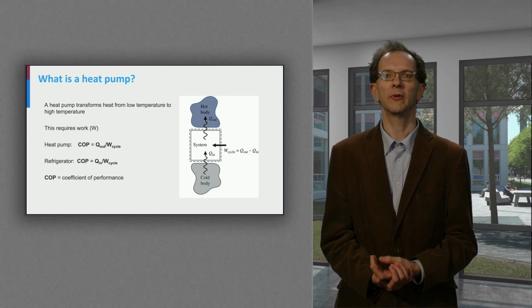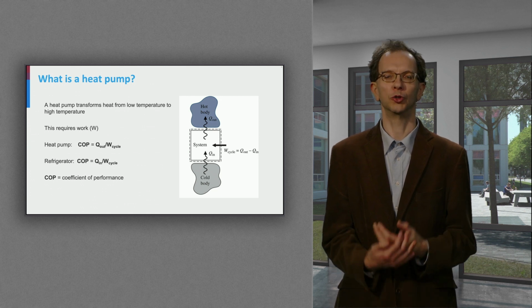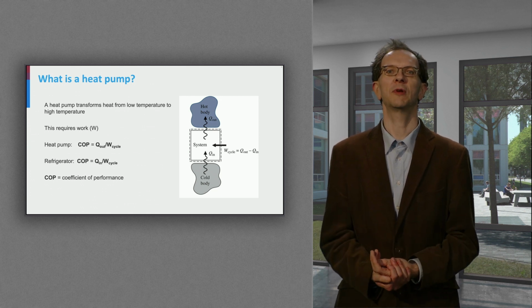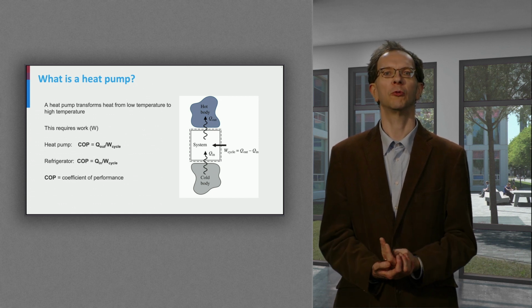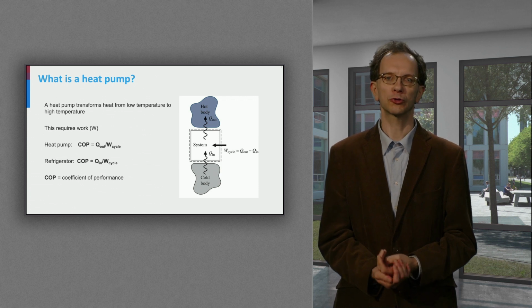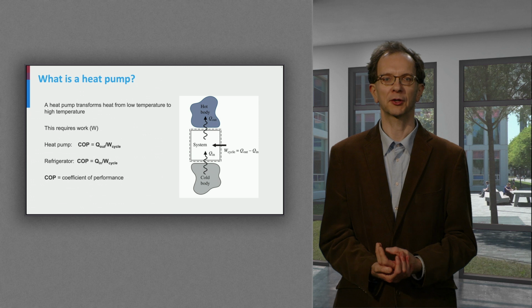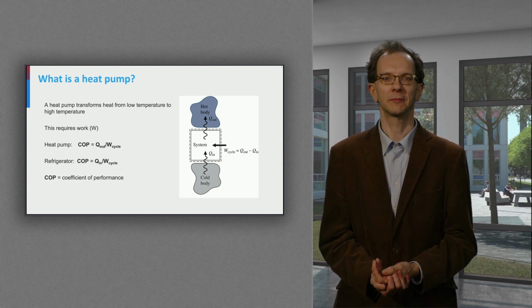A heat pump is a device that transfers heat or energy from a low temperature reservoir, the cold body, to a high temperature reservoir, the hot body, which is exactly opposite of the normal flow of heat. Making heat flow from cold to hot requires mechanical work. This is shown in the figure on the left.